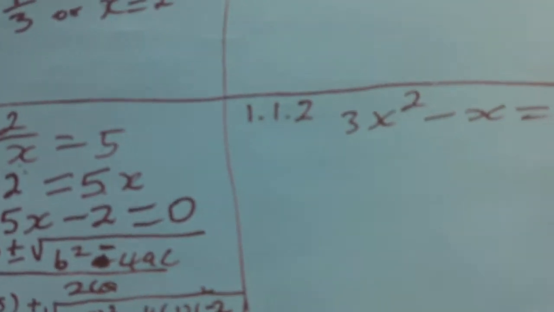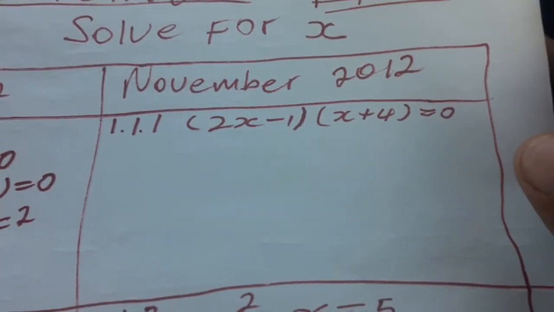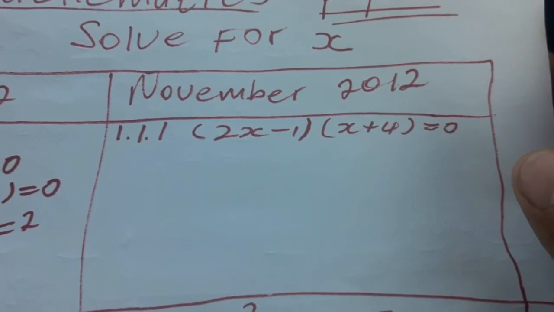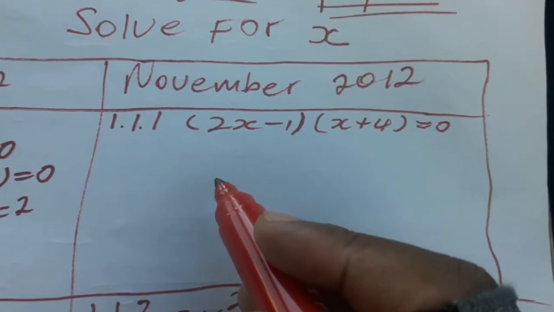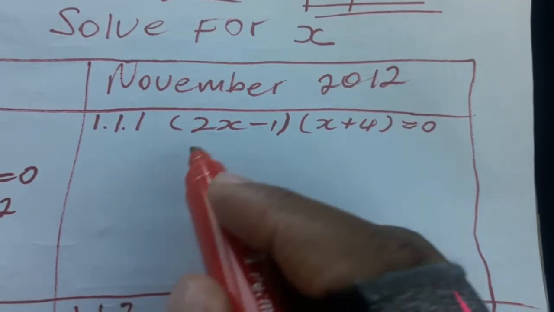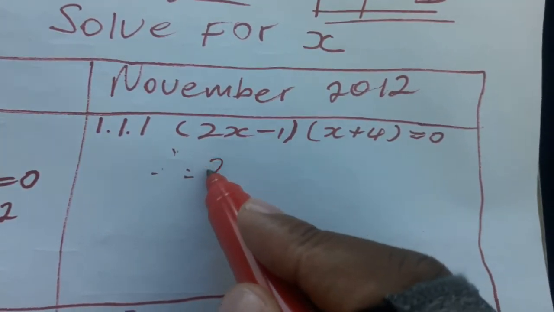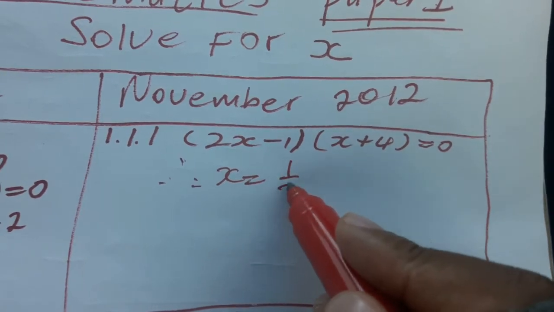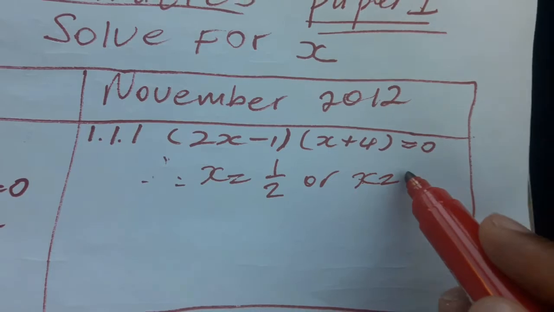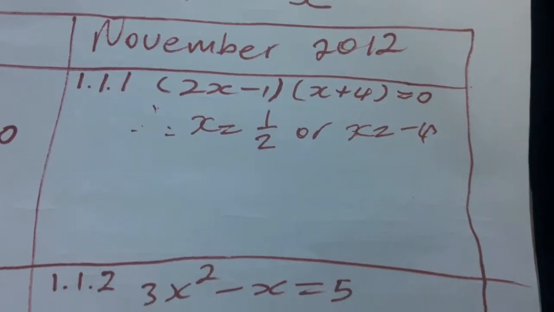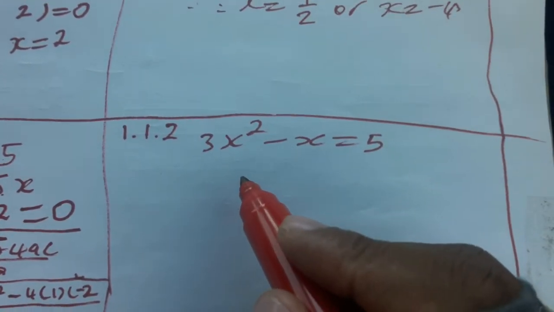Okay, we continue with 2012 November, which was written in 2012. That one is very easy, it's already factorized, so we're just gonna say therefore, x is equal to 1/2, or x is equal to -4. Finish. And then we come to this one. This one should be easy as well.